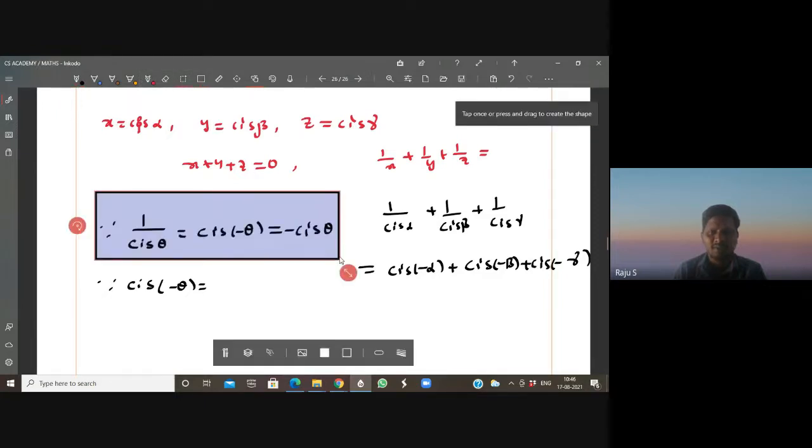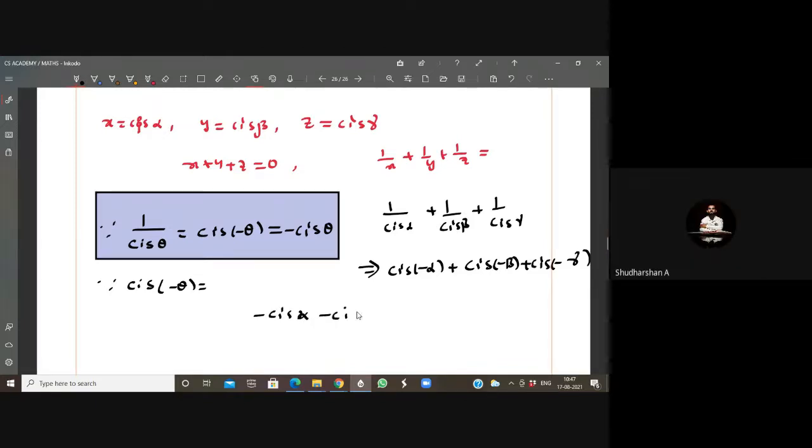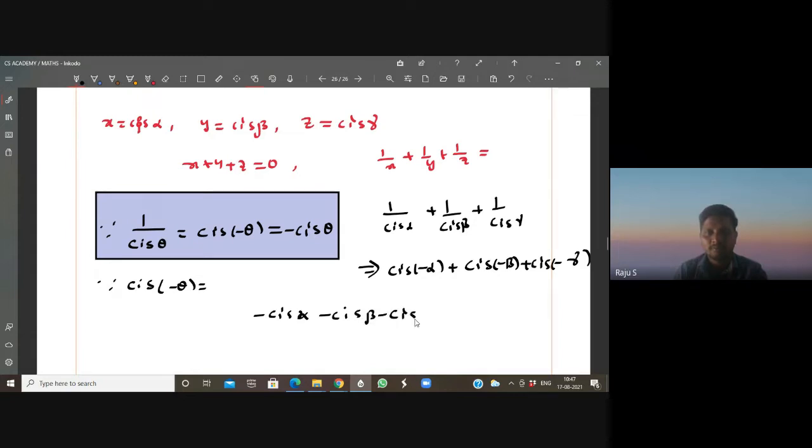Only a few properties like this, just remember, it is easy to remember. Okay, it's not cos minus theta. Cis of minus theta becomes minus cis theta. First, 1 by cis theta can be written as cis of minus theta. So cis of minus theta can be written as minus cis theta. Okay. So like that, minus cis alpha, minus cis beta, minus cis gamma. Take minus common. When I take minus common, this is nothing but x plus y plus z. What is x plus y plus z they have given? 0.